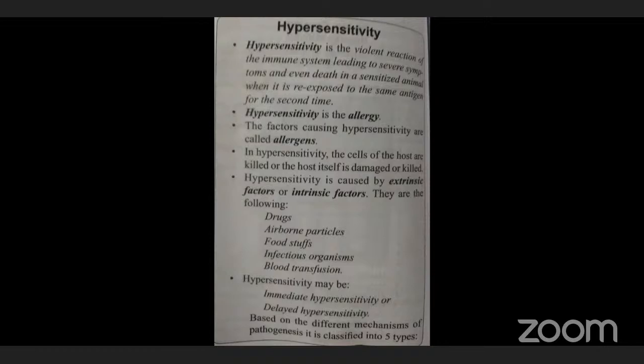Delayed hypersensitivity involves the reaction between the antigens and T cells, but immediate hypersensitivity involves the antigen and antibody. Here the reaction occurs between the antigen and T cells. So delayed hypersensitivity is handled by the T cells. Hence, delayed hypersensitivity is called cell-mediated immunity. That is an important question. Delayed hypersensitivity is mediated by cell-mediated immunity.